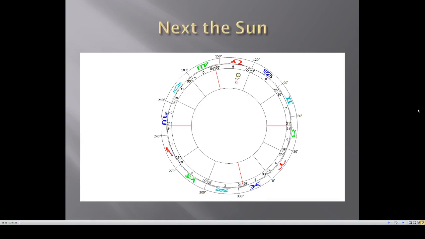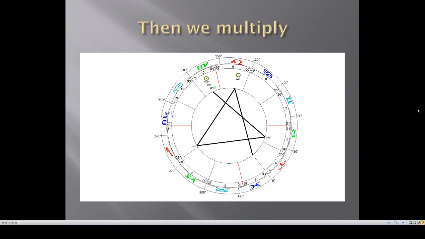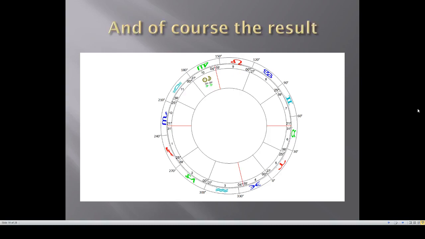Next, with the sun. Again, we convert it to 132 degrees of arc. We multiply it by 4, so we have 4 segments of 132 degrees. That gets us 528 degrees. We subtract 360 degrees. That gets us 168 degrees, and then we translate that into 18 Virgo. And of course, the result is a perfect conjunction between the sun and the moon.